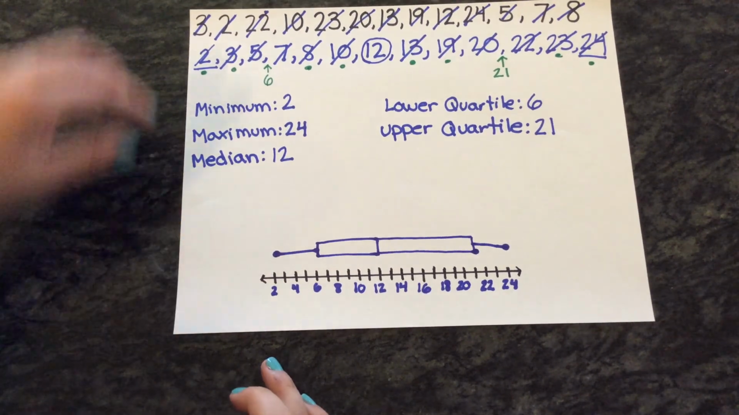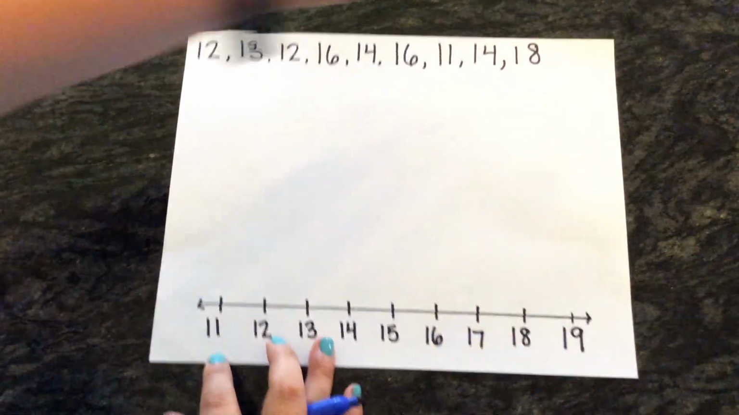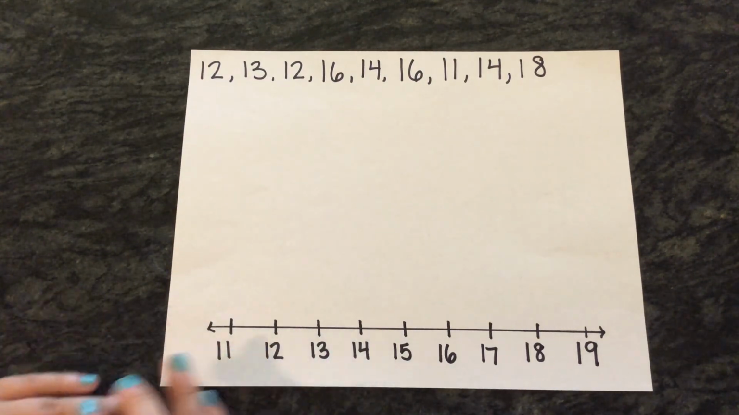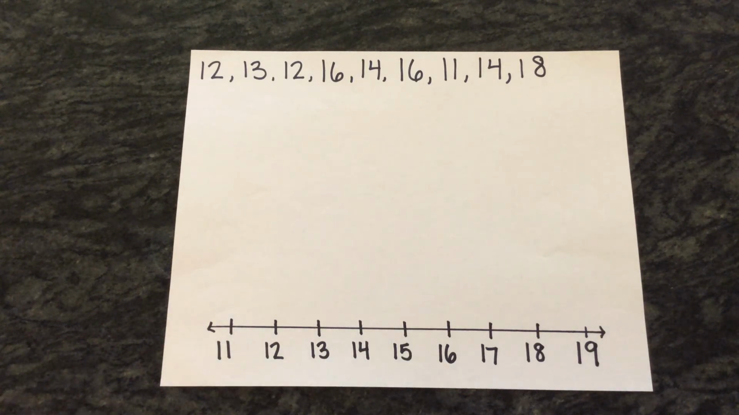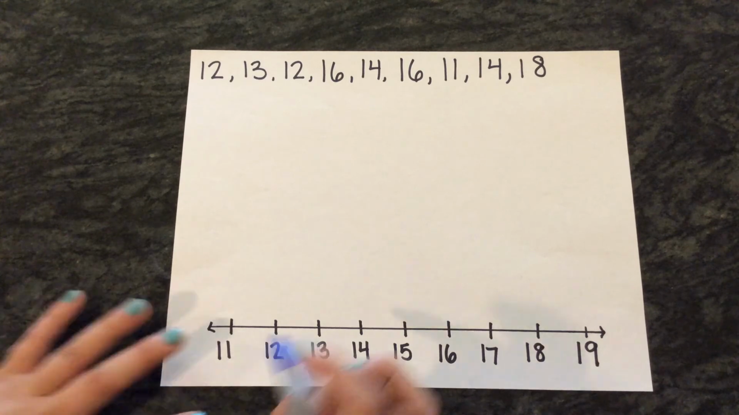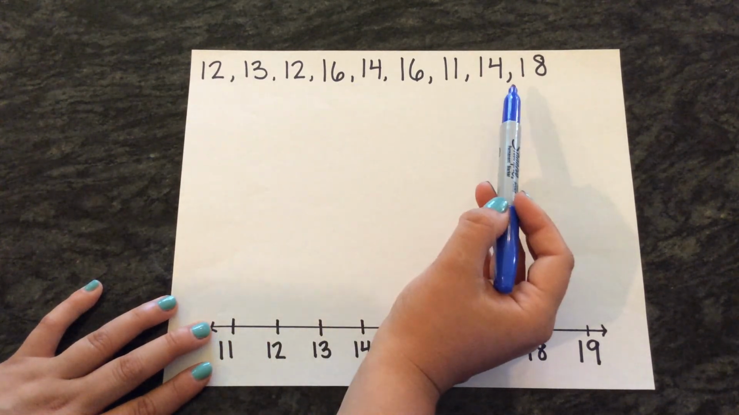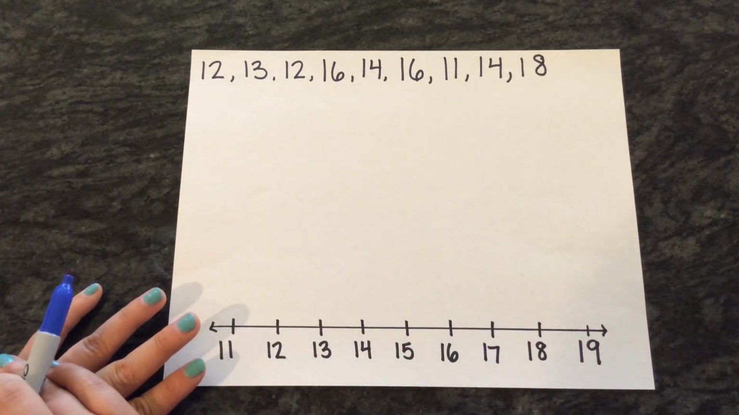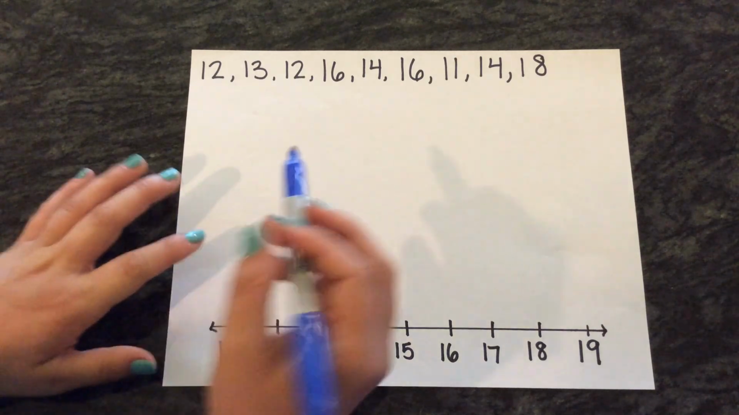Now, I would like you to try this example. Pause the video and then resume when you are ready for the answer. Let's see how you did. Follow along with your work and make any corrections that are needed. First, these numbers are out of order, so I need to put them in order from smallest to biggest.